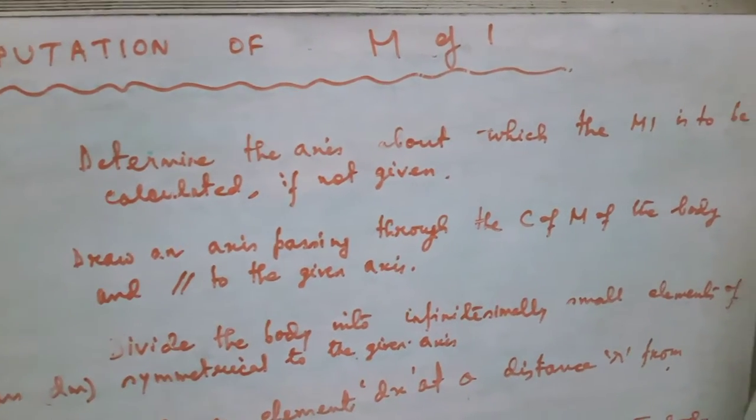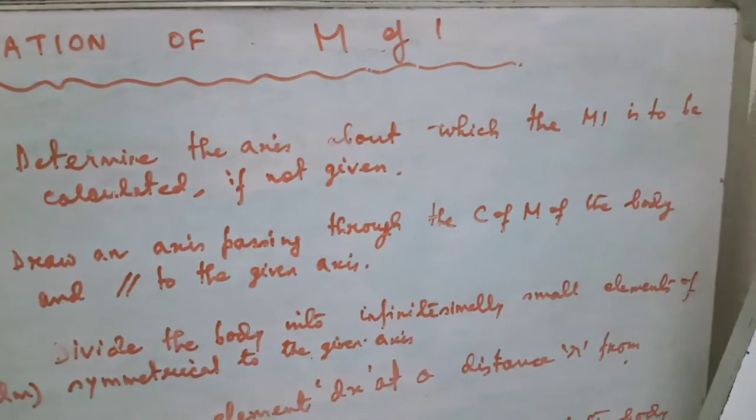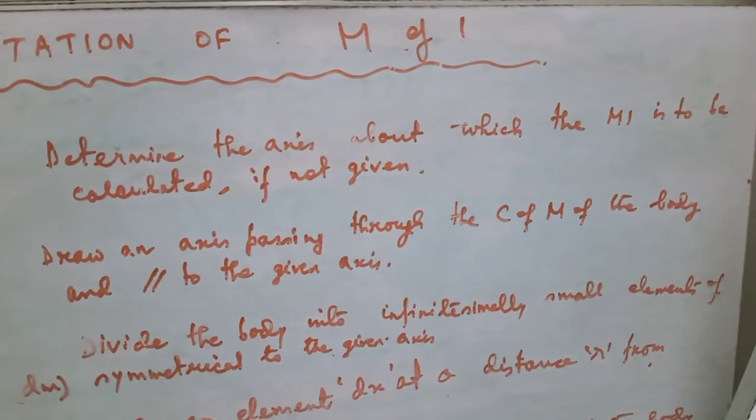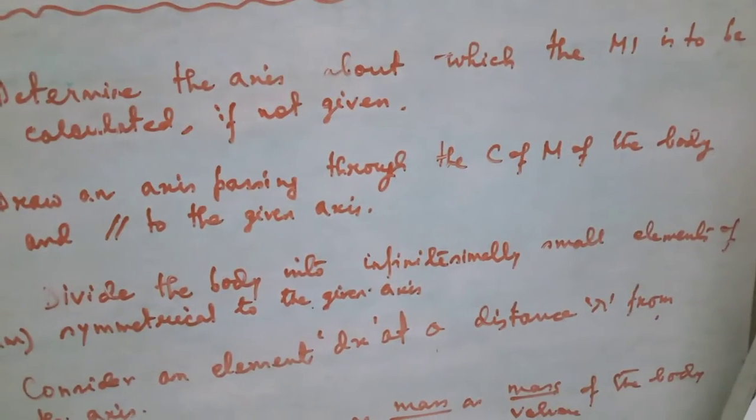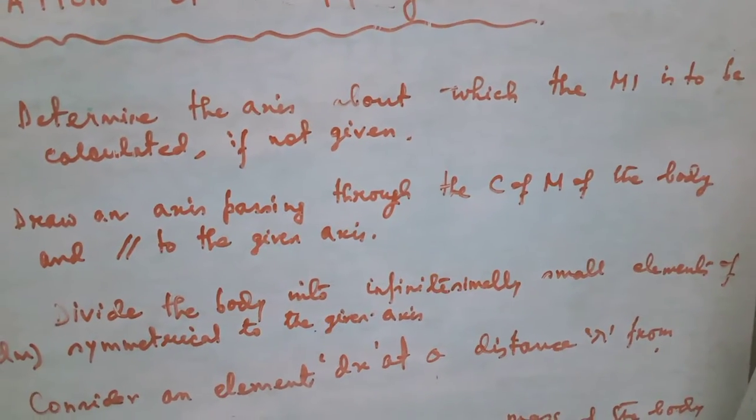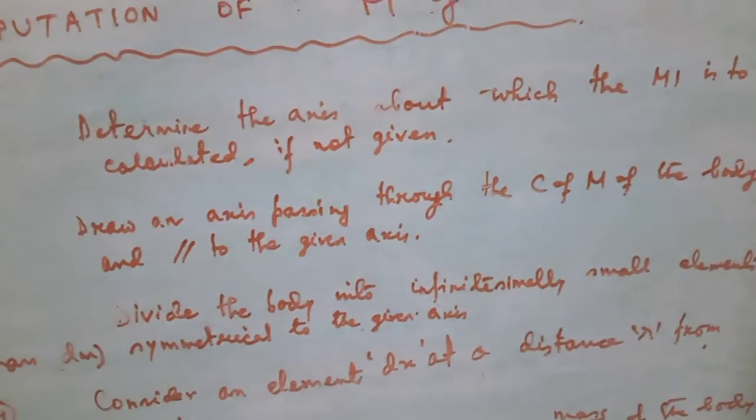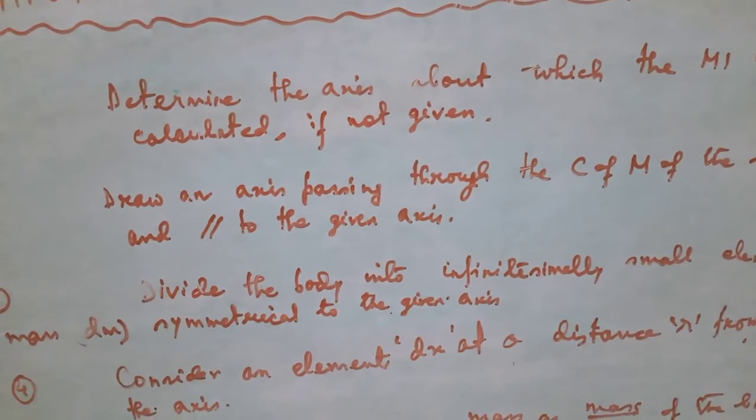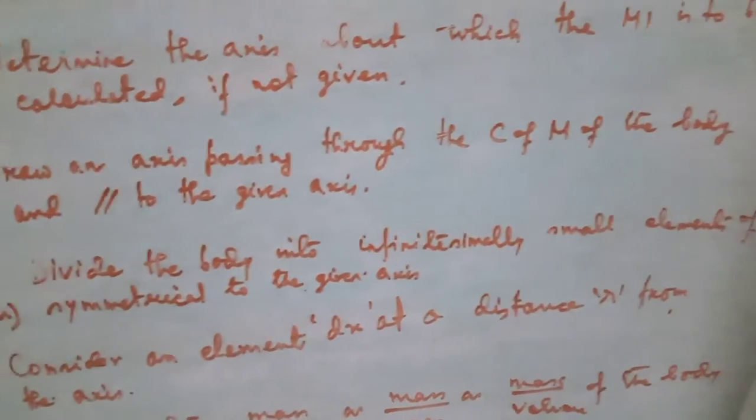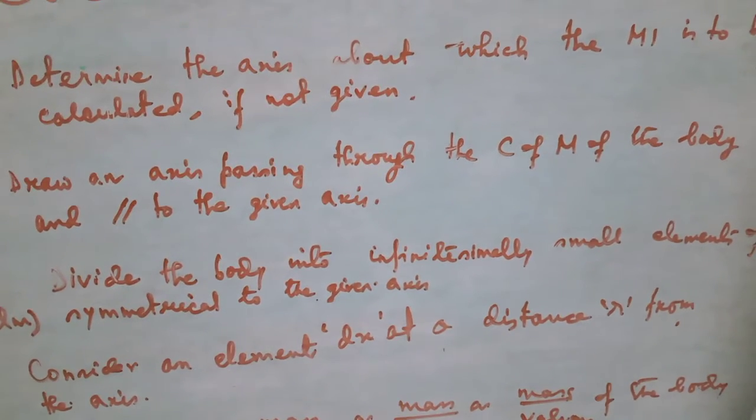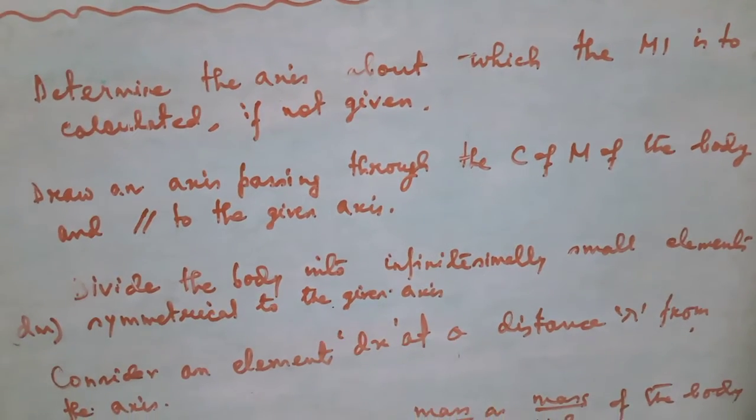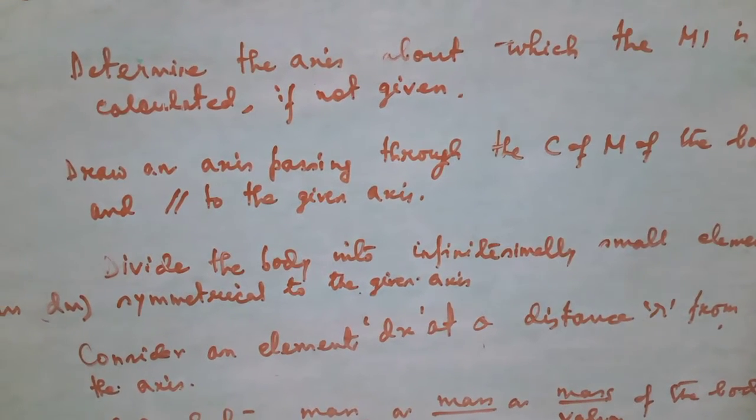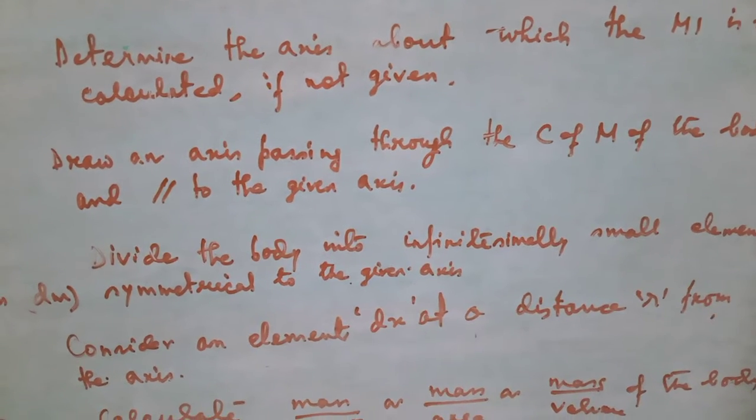Now draw an axis. Step 1, draw an axis passing through the center of mass of the body and parallel to the given axis. Step 2, divide the body into infinitesimally small elements of mass dm symmetrical to the given axis. Consider element dx at a distance x from the axis. This is the small element dm, which is considered to be dx at a distance r from the axis. The distance may be x.